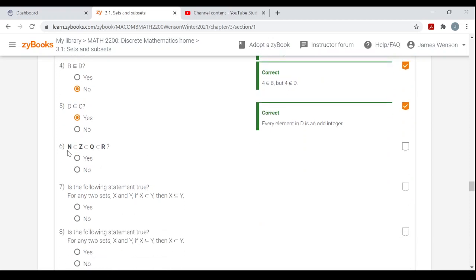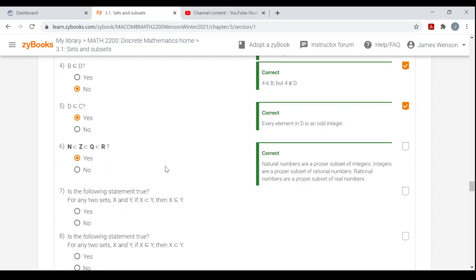Okay. Are the natural numbers a proper subset of the integers? Yes. All the natural numbers are integers and they're not equal. Are the integers a proper subset of the rational numbers? Yeah. Every integer is rational and they're not equal. There are rational numbers that are not integers. And are all the rational numbers a proper subset of the reals? Yes. Every rational number is real and they're not equal. So this is all true.